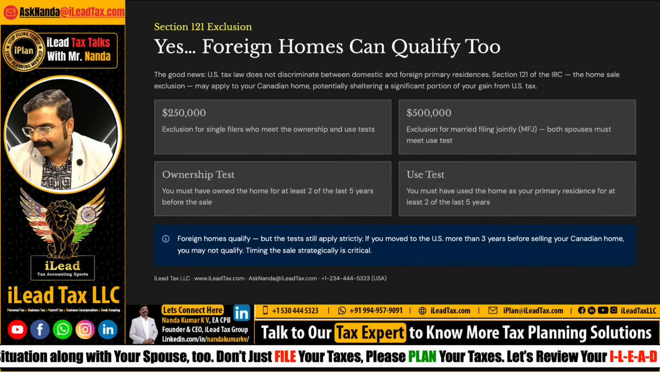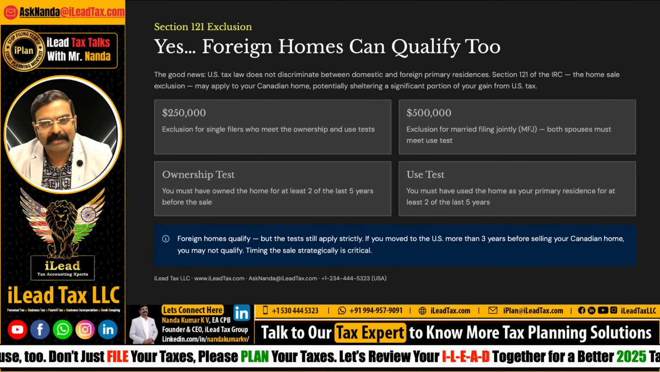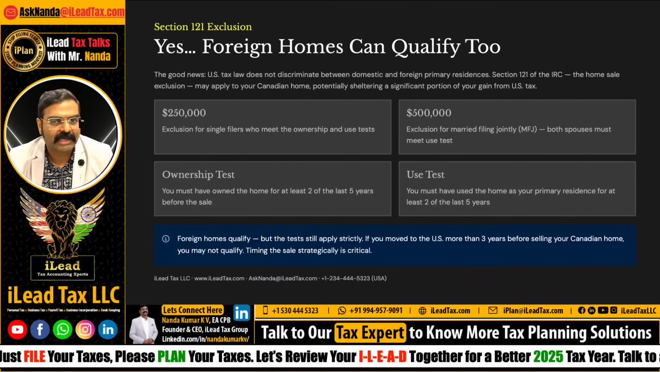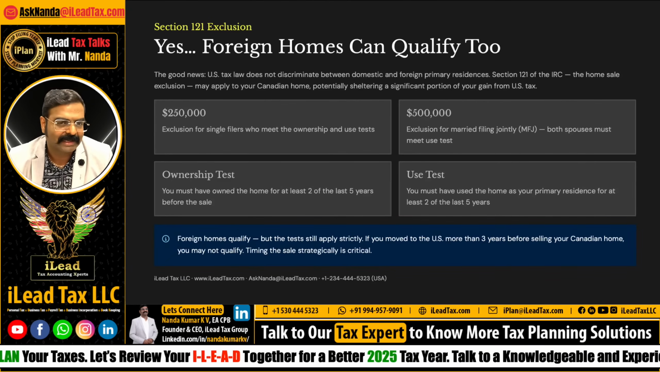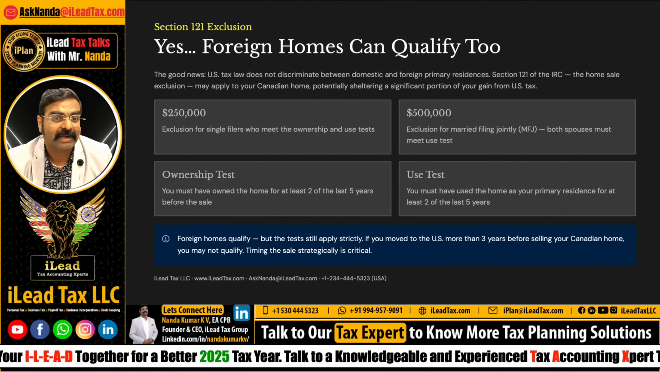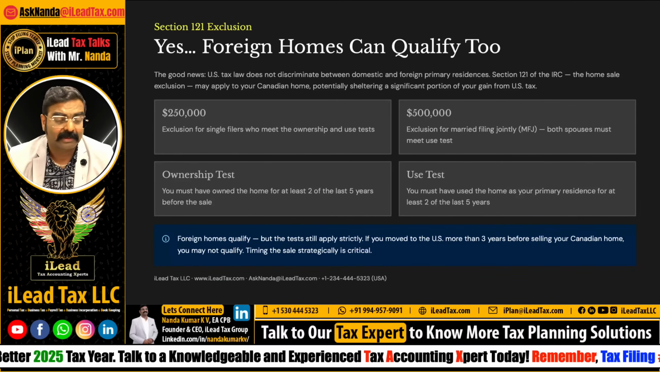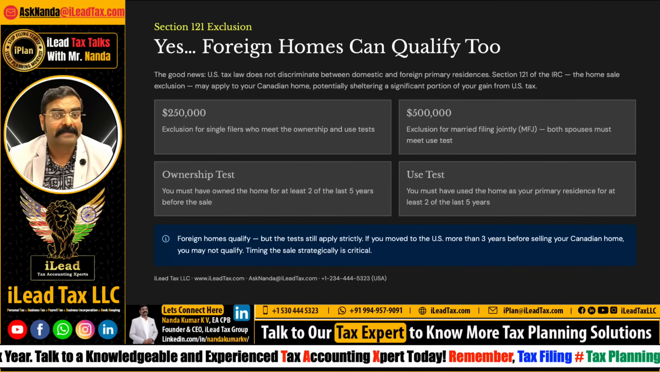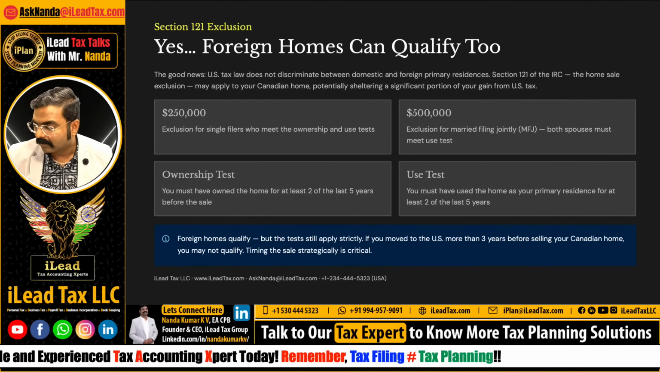Now, remember that section 121 is not automatic. You must claim it on form 8949 when reporting the sale. And if the sale is not reported at all, the IRS will have no knowledge of the exclusion claim also. So you must file the return, claim the exclusion. Okay? Both must happen. Remember that.